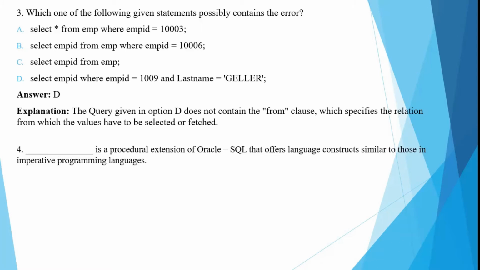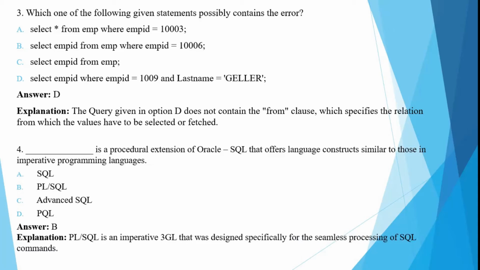Next one, dash is a procedural extension of Oracle SQL that offers language constructs similar to those in imperative programming languages. The options are SQL, PLSQL, advanced SQL, and the last one PQL, and the right answer is B. PLSQL is an imperative 3GL that was designed specifically for the seamless processing of SQL commands.